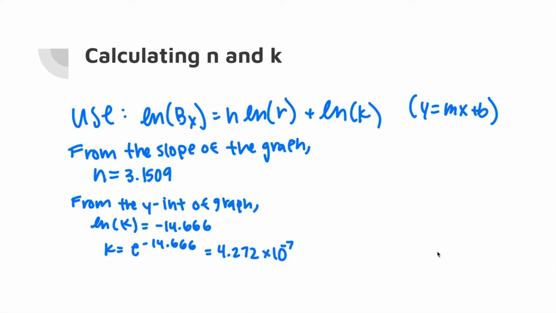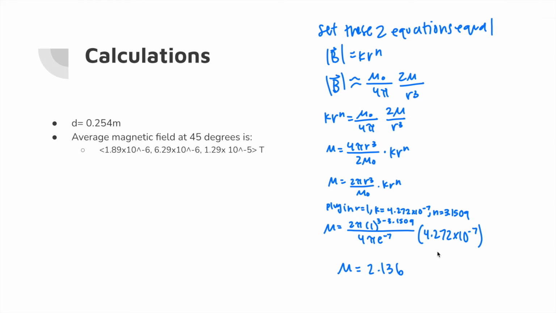Here I use the linearization in the graph from my experimental data to calculate n and k. I use the slope of the graph to find n and the y-intercept of the graph to find what k is. Now I set these equations equal to each other and plugged in r, k, and n from my previous calculations to solve for mu. I got mu equals 2.136.